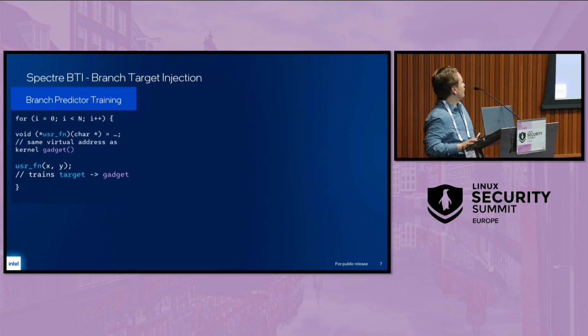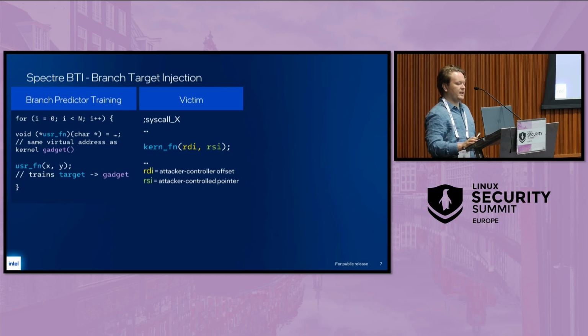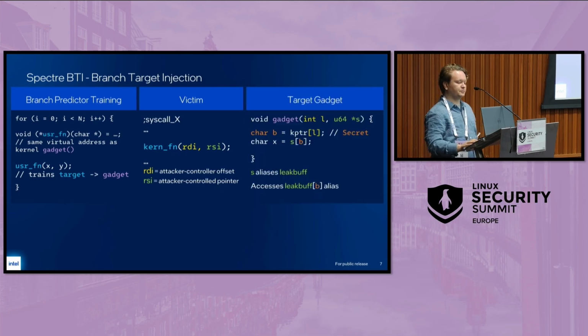So here you have an attacker training a branch predictor, just a for loop that calls an indirect call. You train the branch predictor to do a certain mapping from one indirect call site to a certain gadget of their choosing. The victim in this case is the kernel, so the attacker does a system call, which at some point will do an indirect call, where the attacker has control over RDI and RSI, for example. So two registers that the attacker can control, which is quite typical in a system call, right? The attacker can control the arguments to the system call.